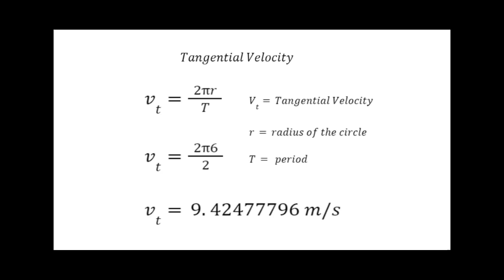So in order to find the tangential velocity, you can use the equation v sub t is equal to 2 pi r over t, which when you plug in the values, gives you v sub t is equal to 2 pi times 6 over 2. This gives us 9.42477796 meters per second as the tangential velocity. Wow, what else can you do? Well, we can also find the roller coaster centripetal acceleration.